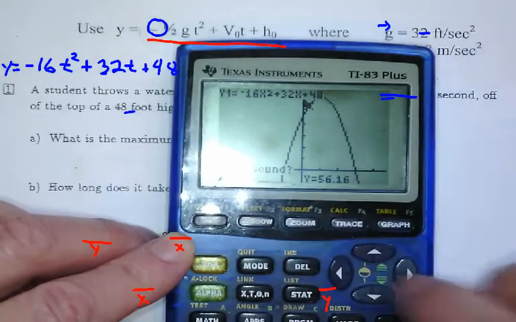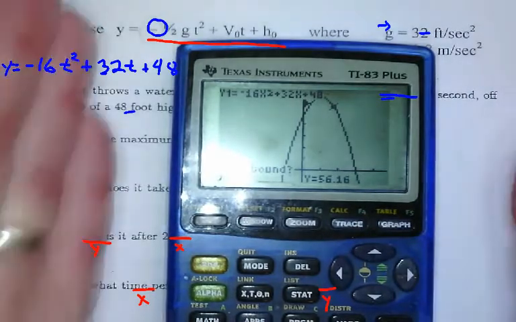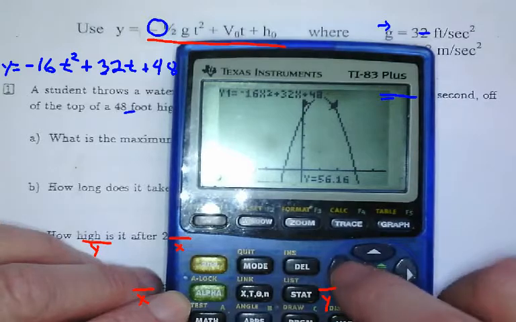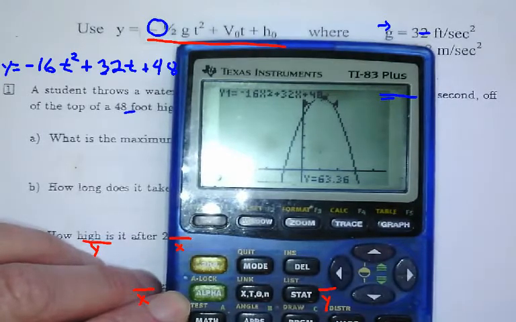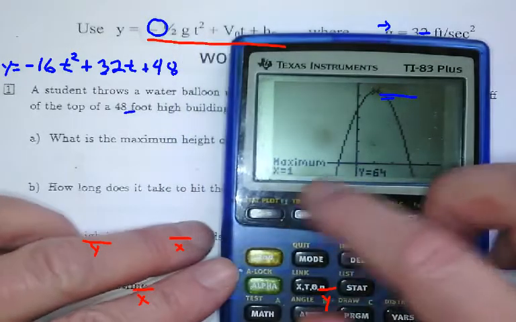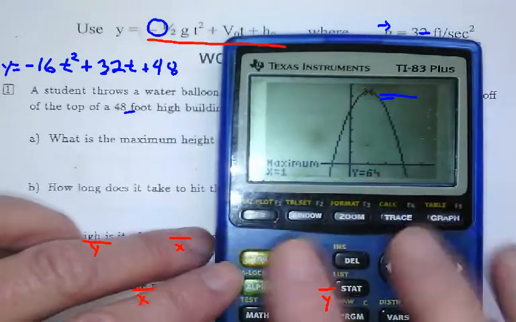Now then, it says right bound. That means you have to be on the other side. You have to bracket the maximum. So I'm going to hit enter. And then it says guess. Where do you think it is? And so I'm just going to guess. As long as you're in between, you can guess anywhere, and it'll tell you the answer. So down here at the bottom, this says 1, 64.